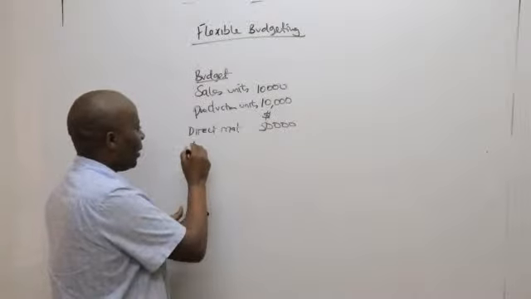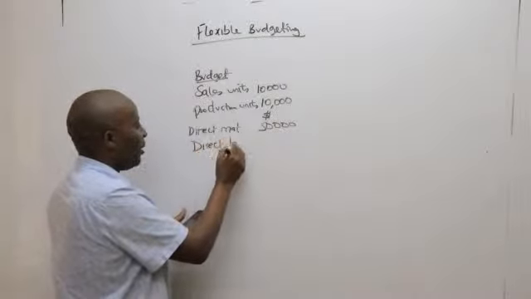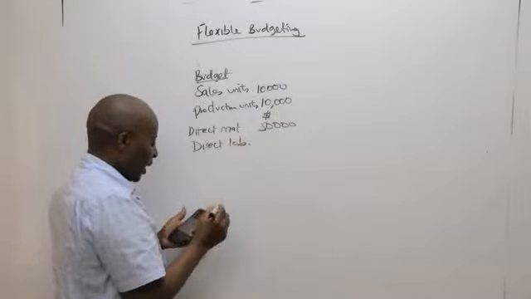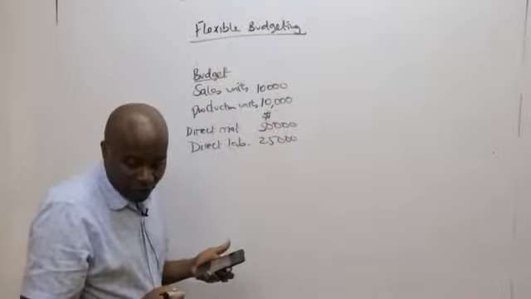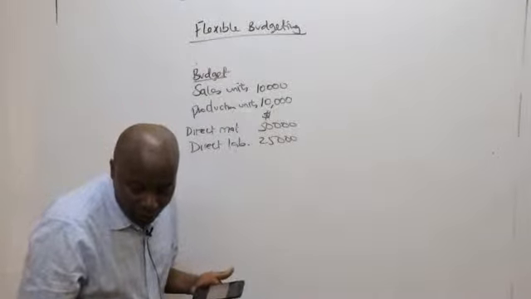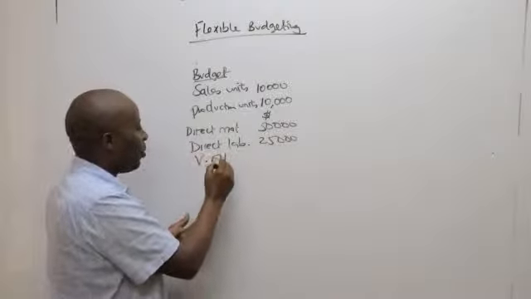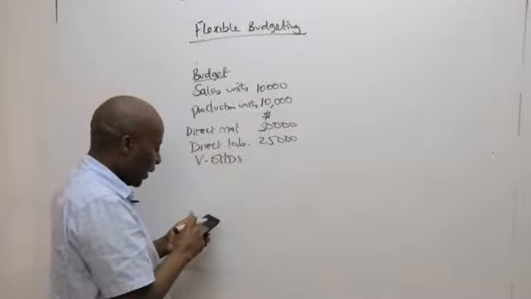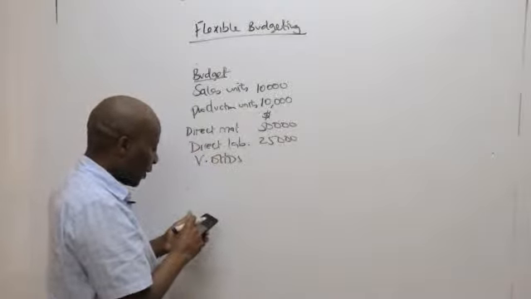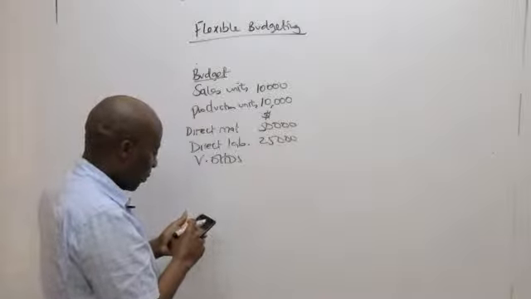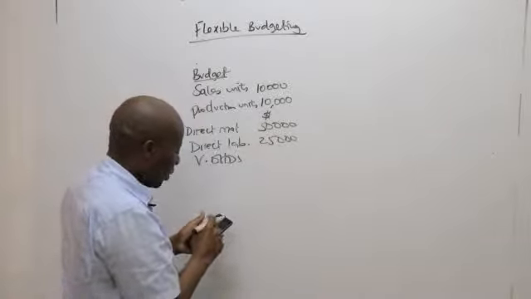Direct labor, how much? 25,000. Direct labor, 25,000. Ladies and gentlemen, the next one is variable overheads. Variable overheads, we have 25,000. No, variable overheads is 12,500.